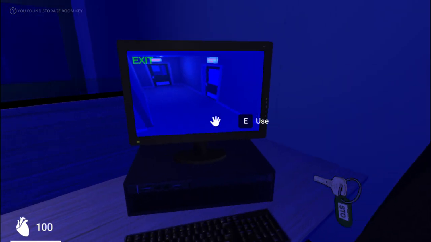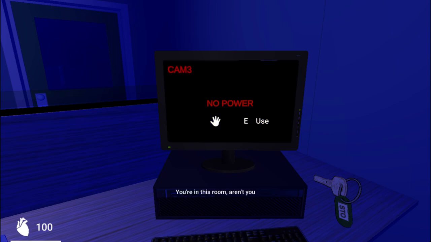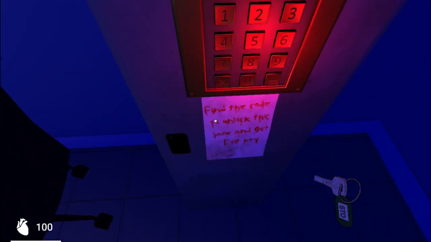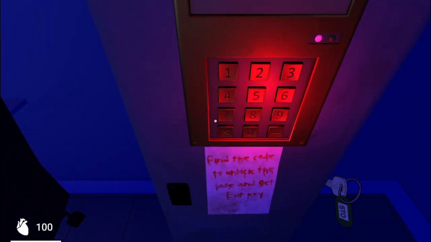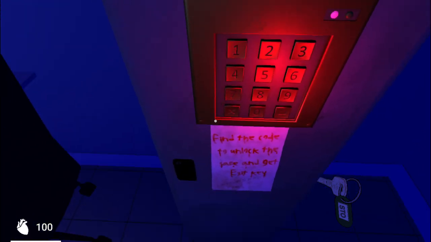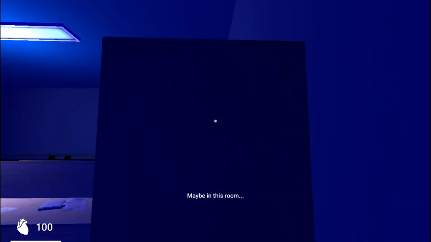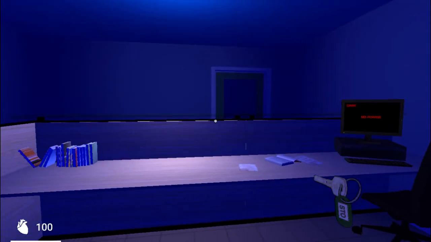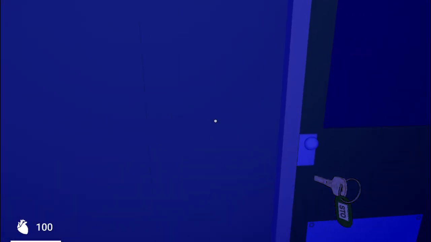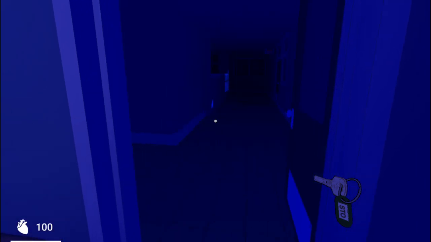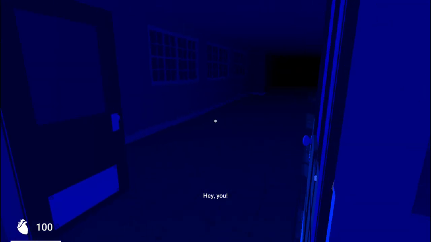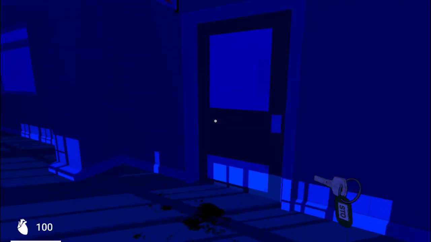Oh, this is nice. What? What was that? So find the code to unlock this safe and get the key. Where is she? Okay, I'm going this way. That didn't sound good.